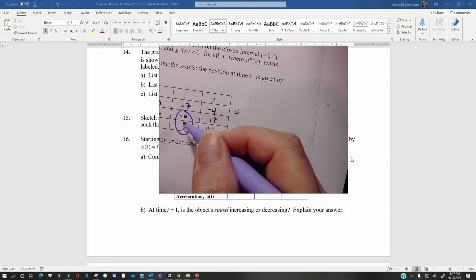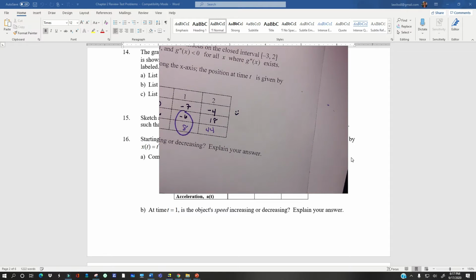It doesn't matter if velocity is positive and acceleration is negative, or vice versa. If the signs are different between velocity and acceleration, then that implies that the object is decreasing in speed. So I would say that the object's speed is decreasing because velocity and acceleration have opposite signs at that point, at t equals 1. Okay, so I think 16 is done.